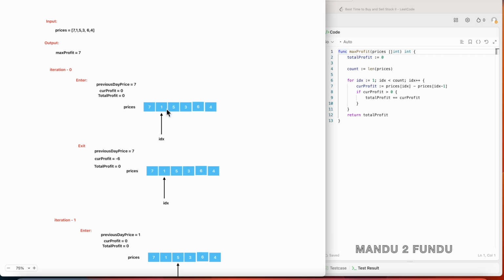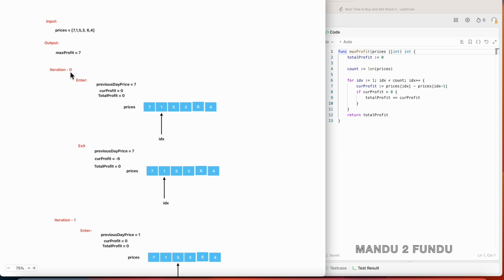So on each iteration, we compare the current price with the previous day price to determine whether we can make a profit. If there is a profit, we add it to the total profit. Otherwise, we move on to the next iteration.